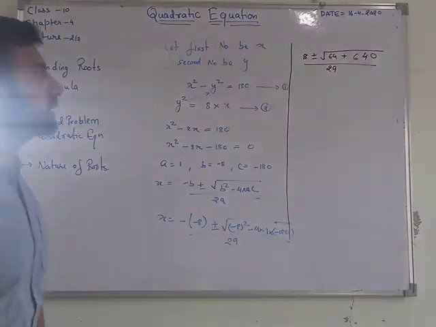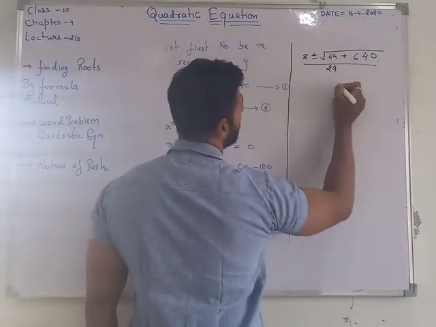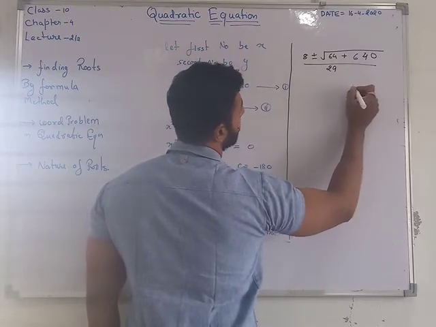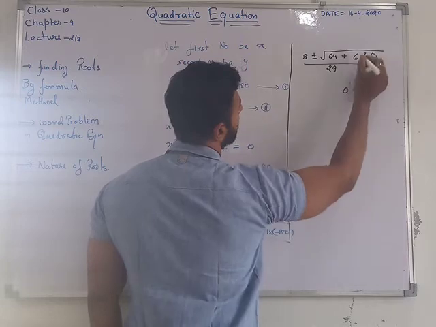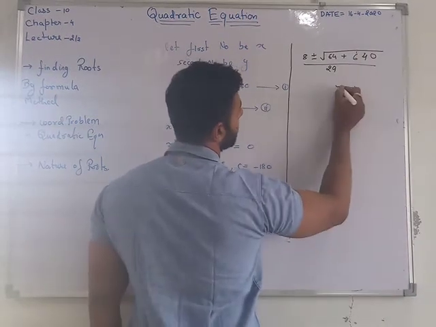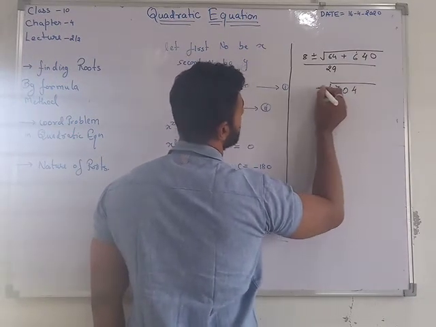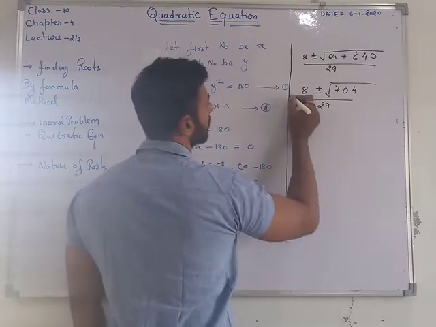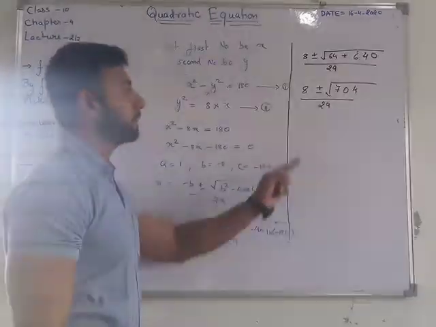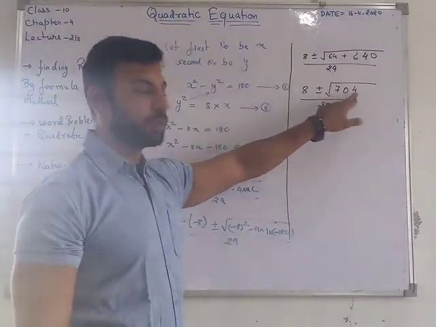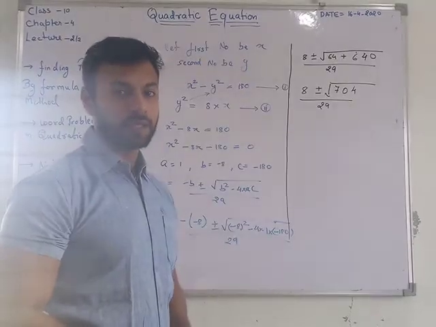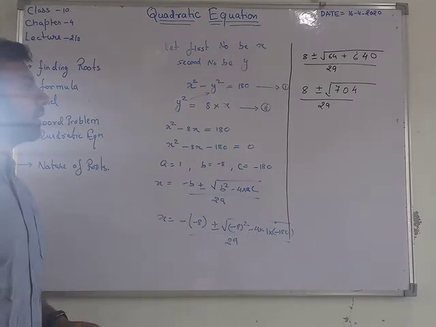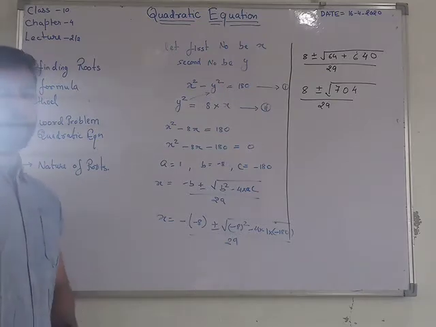Now further solving this, adding these two numbers, we will be getting 64 plus 640. So it will be 704, under root of 704. So x is equal to 8 plus minus under root 704 upon 29 is the answer for the required given equation. We can further solve this equation or the numbers if we want.